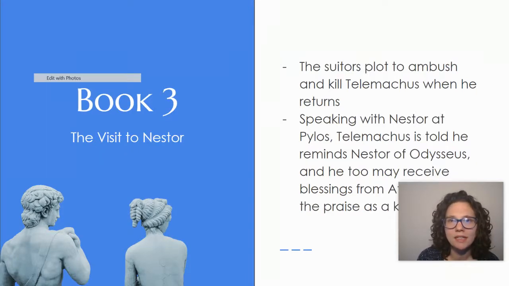So in book 3, the suitors find out that Telemachus has left town. They decide that when he gets back, they're going to ambush him and kill him. And so while he is out, they're planning an ambush for when he gets back.